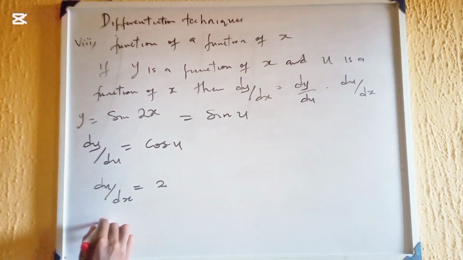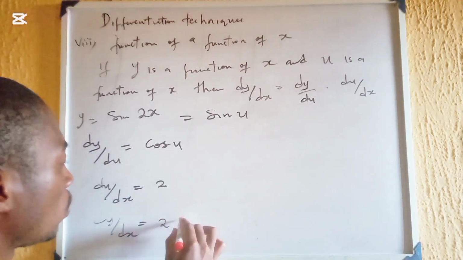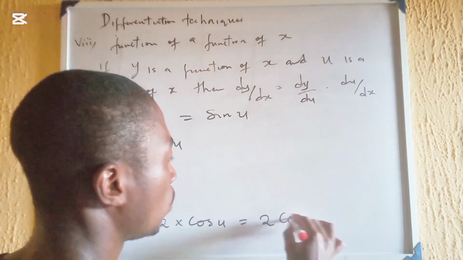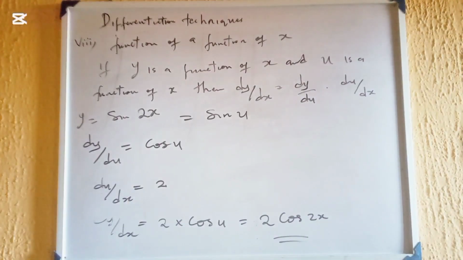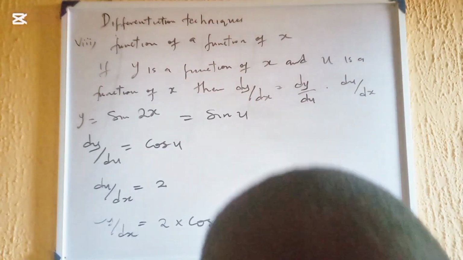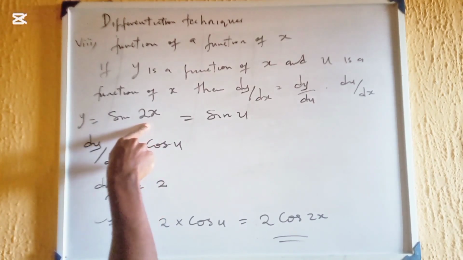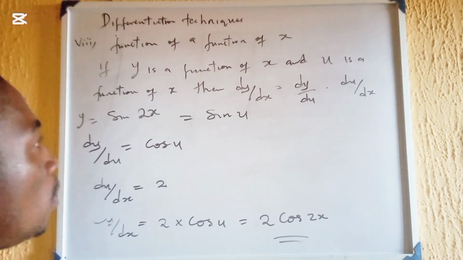Now, dy/dx becomes 2 times cos u, which is equal to 2 cos 2x. So that's what differentiating the function of a function is. Here we call it function of a function because 2x is a function of x. Their sine is a function of a function of x.